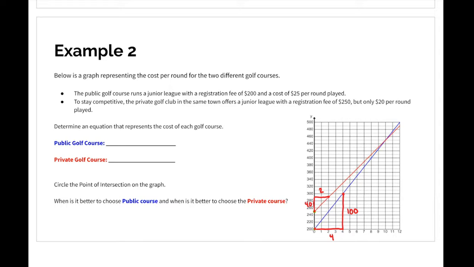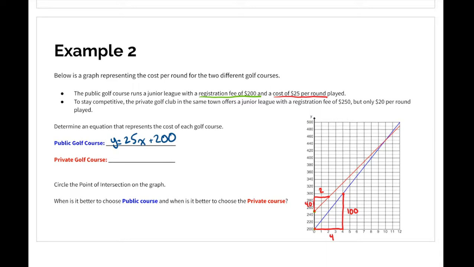Again, when we're given the word scenario, we should remember that we can also get the equation right from the word scenario. If we look at the first one, a public golf course runs a junior league with a registration fee of $200. That registration fee is a one-time fee. You only pay it once. And then you have a cost per round. So right there, that tells us the equation. Y equals $25 for the multiplier, so 25x, plus 200 for our constant.